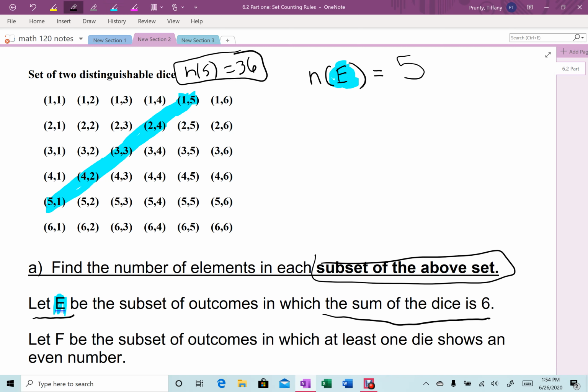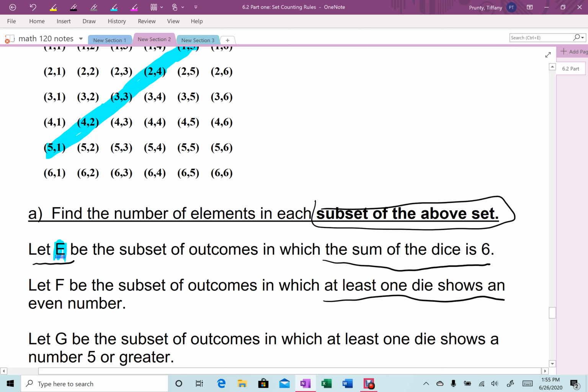The next one is F. F is the set of outcomes where at least one die shows an even number. We're going to be using that term at least and at most. So at least one die shows an even number, meaning I can have a result with one even number or more.